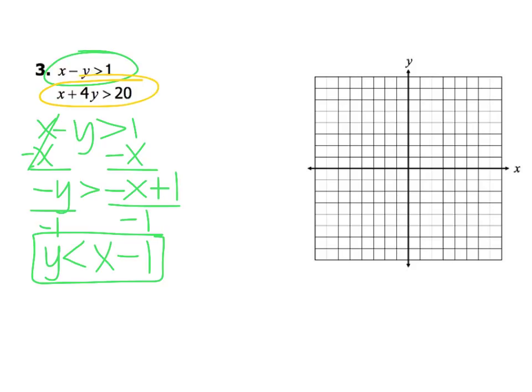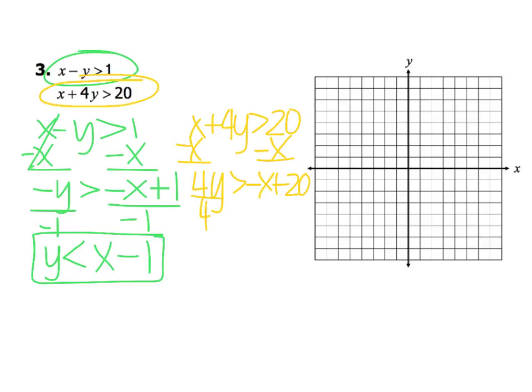Now our second one, we want to change this to slope-intercept form. So we've got x plus 4y is greater than 20. We want to subtract x from both sides. We've got 4y is greater than negative x plus 20. Divide both sides by 4. We're dividing by a positive number, so we do not have to switch the sign. We end up with y is greater than negative 1/4 x plus 5. So there's our two linear inequalities that we are going to graph. And now that they're both in slope-intercept form, it's much easier to graph.